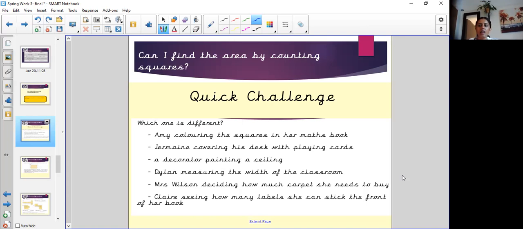Amy colouring the square in her maths book. If you have a maths book and you have a square and you're colouring it in, is that area? Yes, it is. Jermaine covering his desk with playing cards. Is that covering area? A decorator painting a ceiling. So a space above you and painting it. Is that the area? Dylan measuring the width of the classroom. So the width of the classroom, measuring it, maybe possibly with a measuring tape. Is that area? Mrs. Wilson deciding how much carpet she needs to buy for the area of floor around her, and Claire seeing how many labels she can stick in the front of her book. So the one which is different, I'm going to give you 10 seconds to have a think.